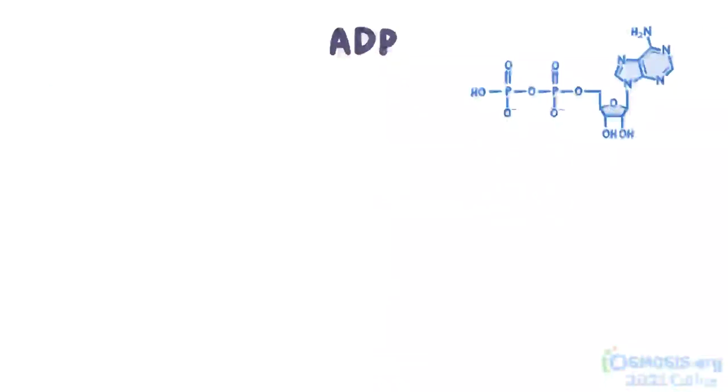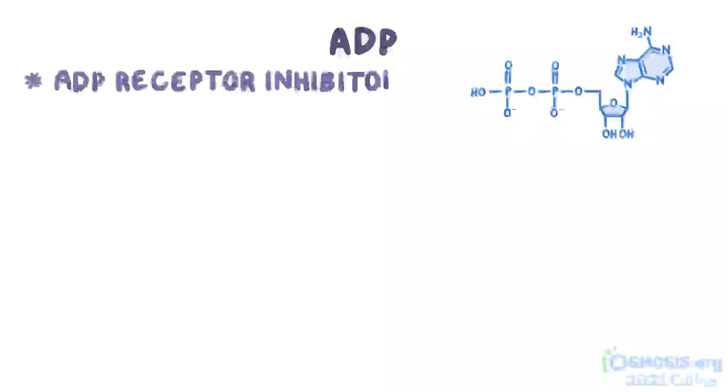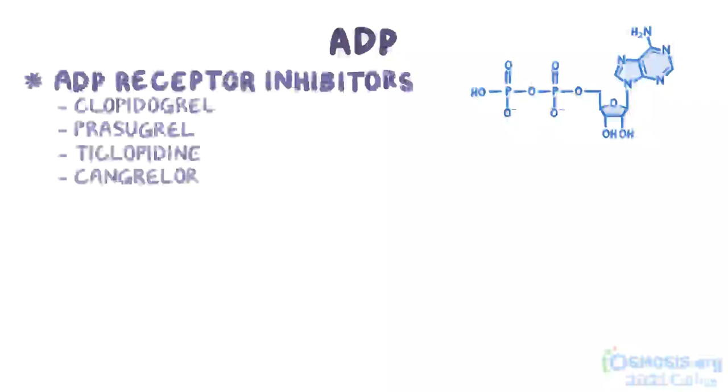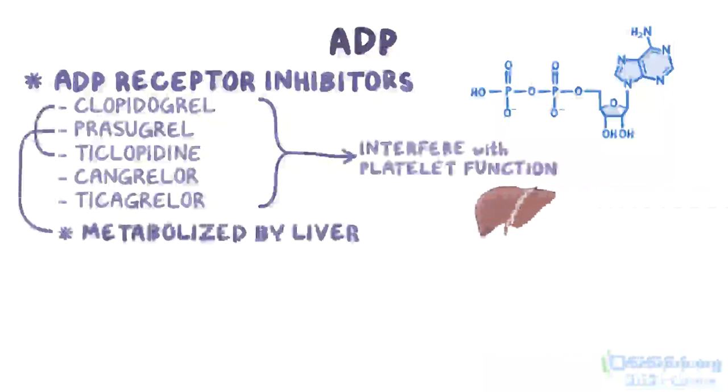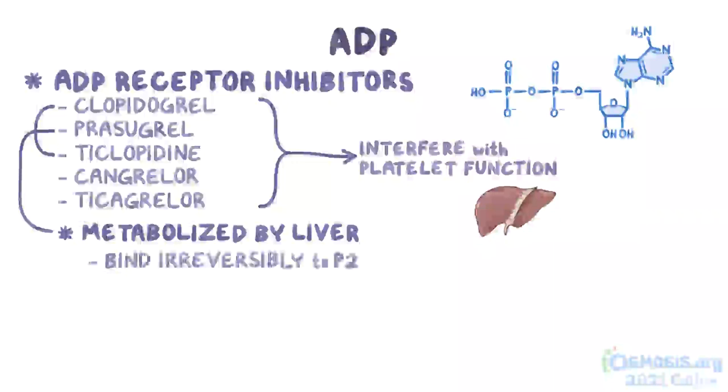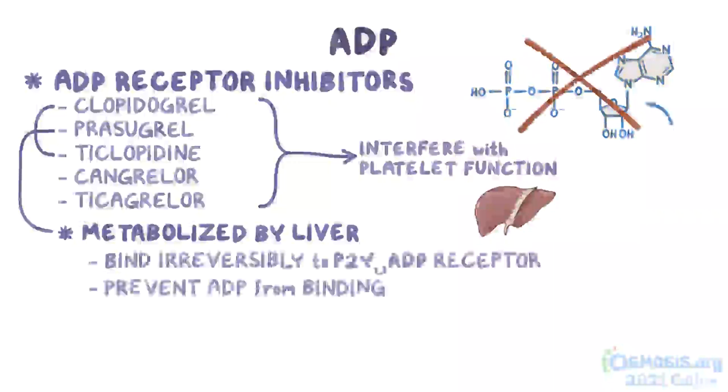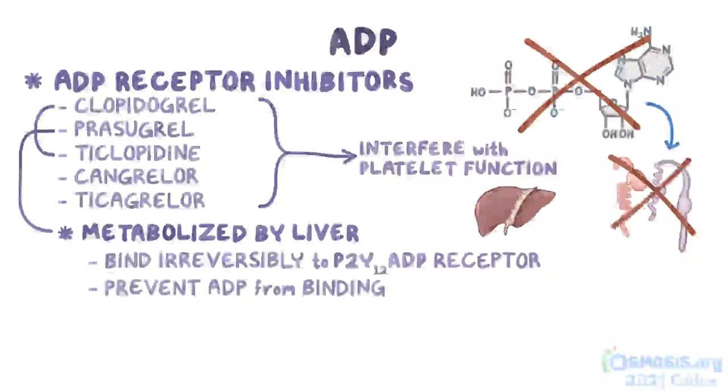Like thromboxane A2, ADP is also a potent platelet activator. So the ADP receptor inhibitors like clopidogrel, prasugrel, ticlopidine, cangrelor, and ticagrelor also interfere with platelet function. Ticlopidine, clopidogrel, and prasugrel are first metabolized by the liver, and their active metabolites bind irreversibly to the platelet P2Y12 ADP receptor and prevent ADP from binding. Without ADP, the platelets will not express GP2B3A on their surface, and thus will not aggregate together.